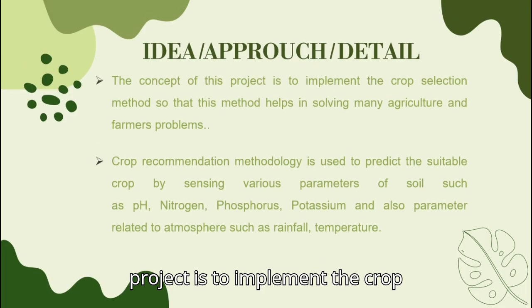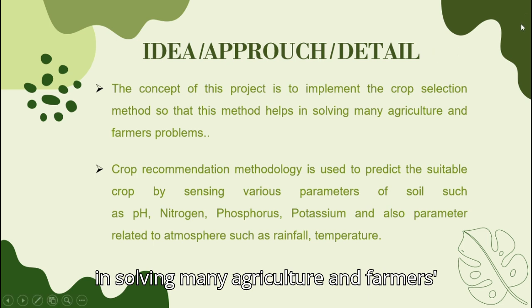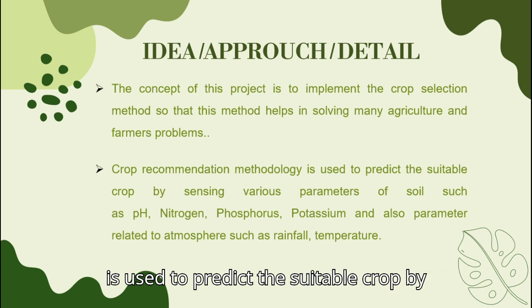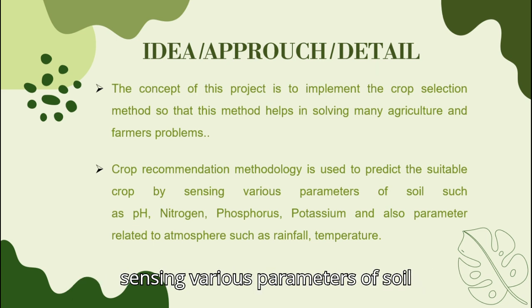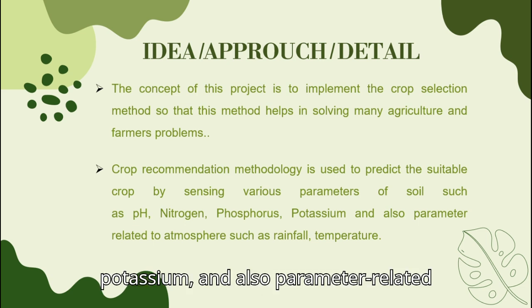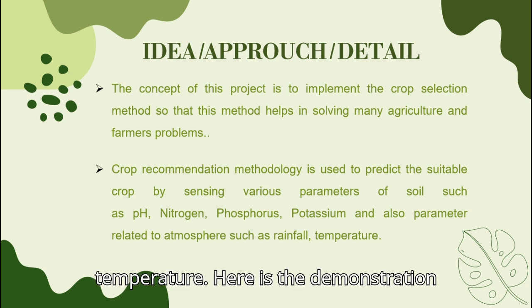The concept of this project is to implement a crop selection method that helps in solving many agriculture and farmers' problems. The crop recommendation methodology is used to predict the suitable crop by sensing various parameters of soil such as pH, nitrogen, phosphorus, potassium, and also parameters related to the atmosphere such as rainfall and temperature.